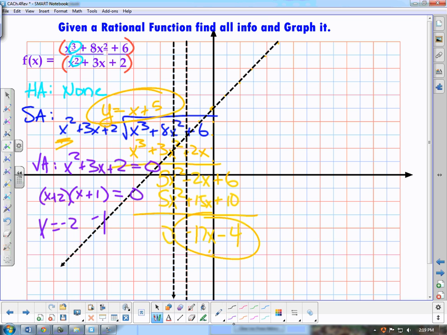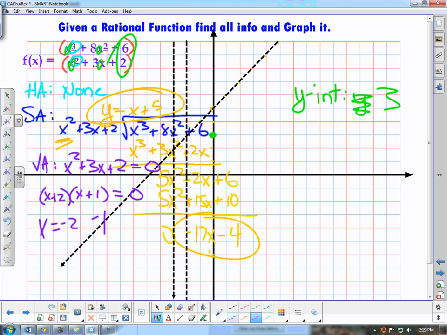Then the other things that you should be able to find would be the y-intercept, which is just going to be there, because if you substitute 0 in for all of those things, you get 6 over 2. So it's going to be y equals 3 right there.